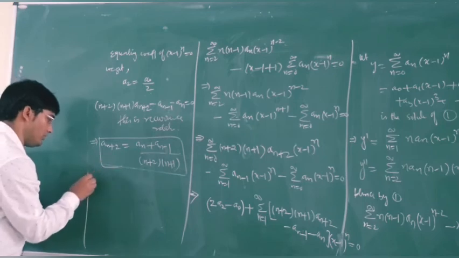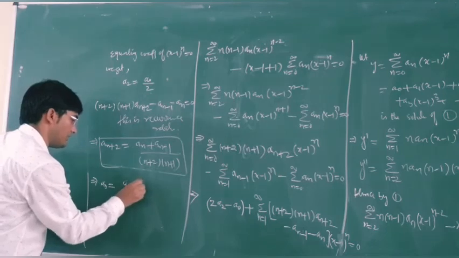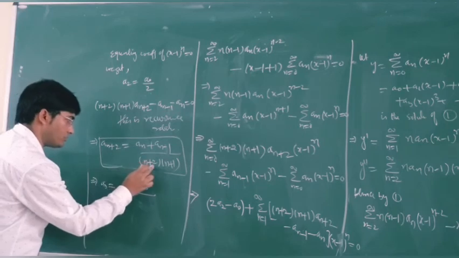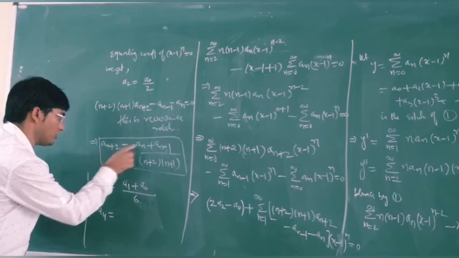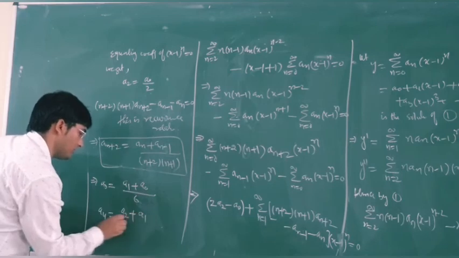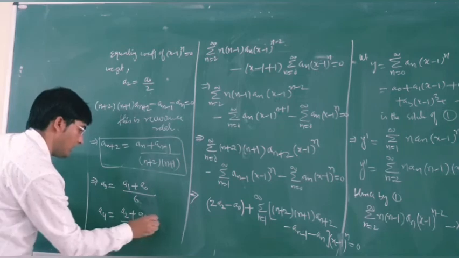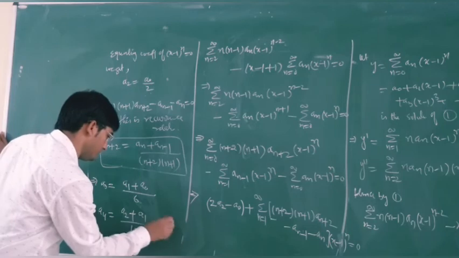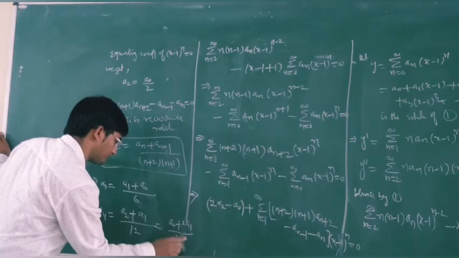Now if you put n equal to 1, then your a3 will be a1 plus a naught divided by 2 into 3, that is 6. Then a4: put n equal to 2. So this will be your a2 plus a1, divided by 4 into 3, so this will be 12. And as our a2 is a naught by 2, this will be a naught plus 2a1 divided by 24, and so on.